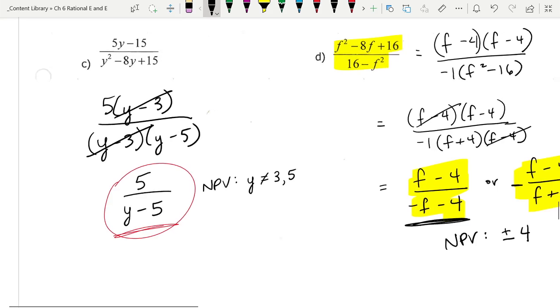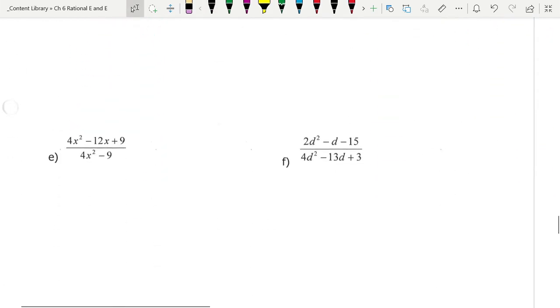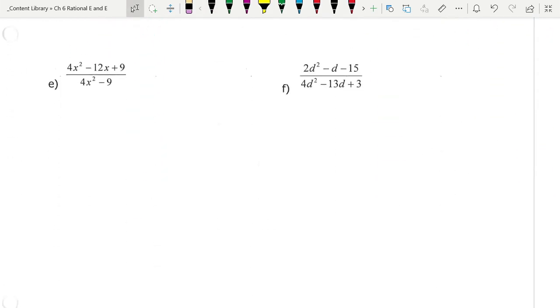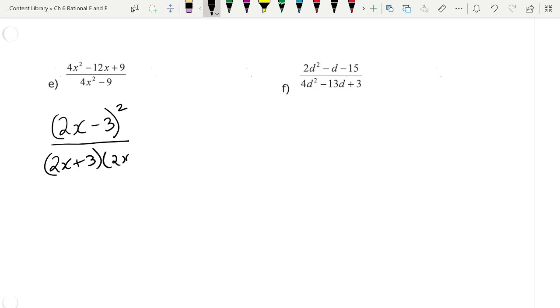All right. Next. More factoring. All right, the top factors to, oh, I think we got a perfect square trinomial there. 2x minus 3 squared. I'll leave this one as a squared. And this one is 2x plus 3, 2x minus 3.